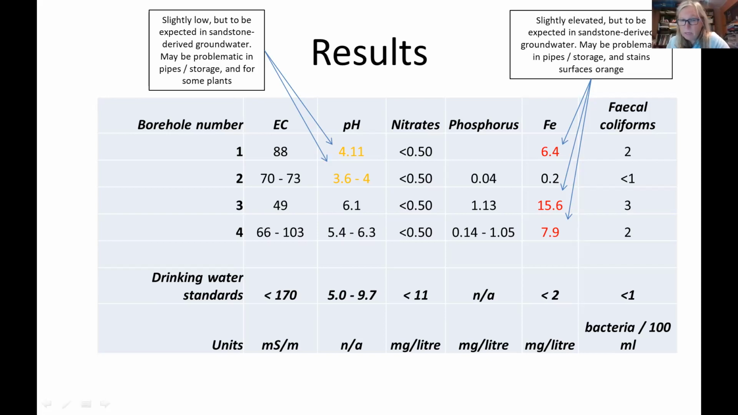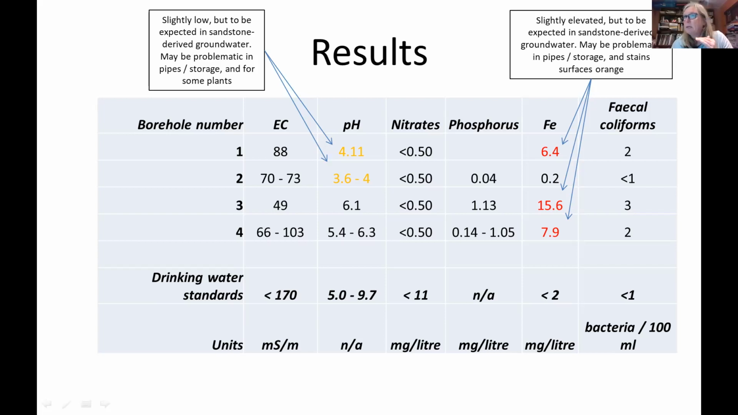I just wanted to really show that in terms of the E. coli being still very low in the groundwater, which is good to know. There is a slight difference where you're sampling boreholes that are shallower versus boreholes that are deeper.